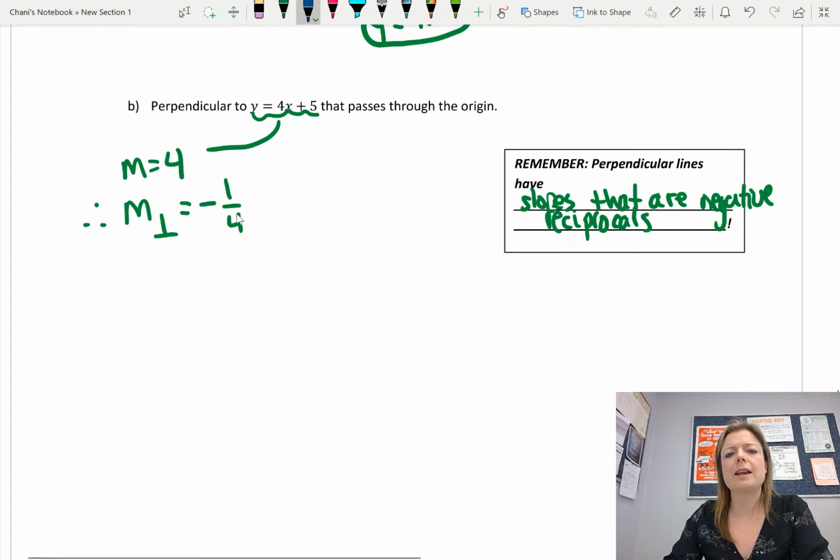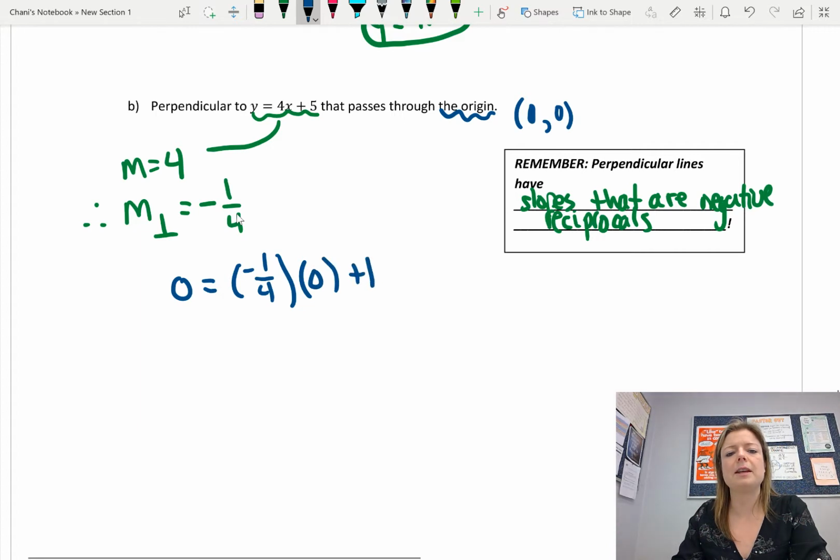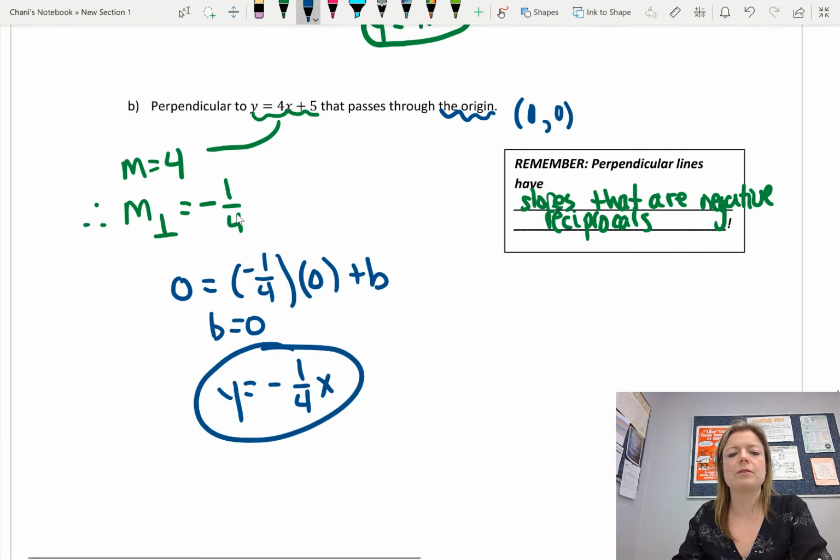And we know that it passes through the origin. The origin is just a fancy way of saying the point 0, 0. So we sub in 0 equals m, negative 1/4, since that's the slope of our line, x plus b, and now we can solve for b. Well, this just gives us b equals 0. So our equation is y equals negative 1/4 x plus b, which is just 0.